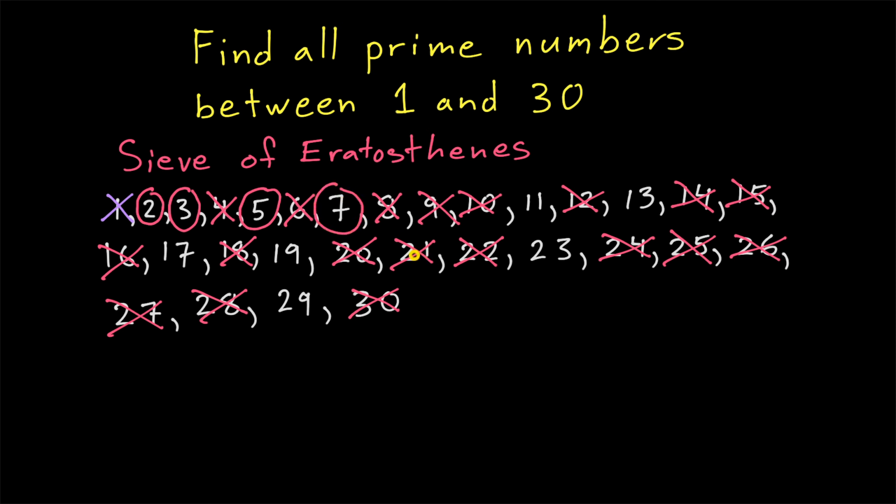Circle it. So 7 is circled. Cross out every seventh number. 1, 2, 3, 4, 5, 6, 7. Cross out 14. 1, 2, 3, 4, 5, 6, 7. Cross out 21. 1, 2, 3, 4, 5, 6, 7. Cross out 28. And then we don't have to actually continue on because the next multiple of 7 would be 7 times 5, which is 35. So we're not going that far. We're only going up to 30.